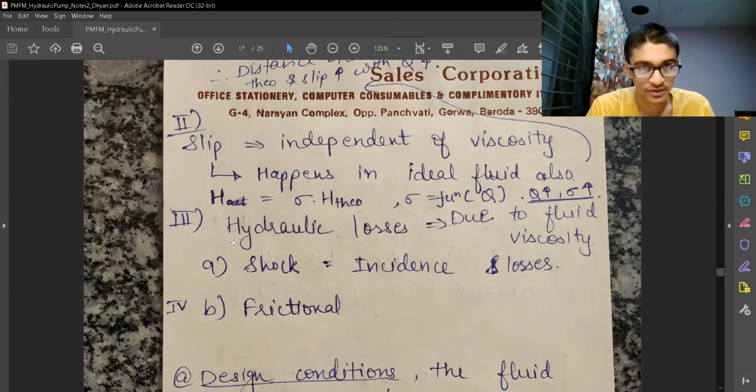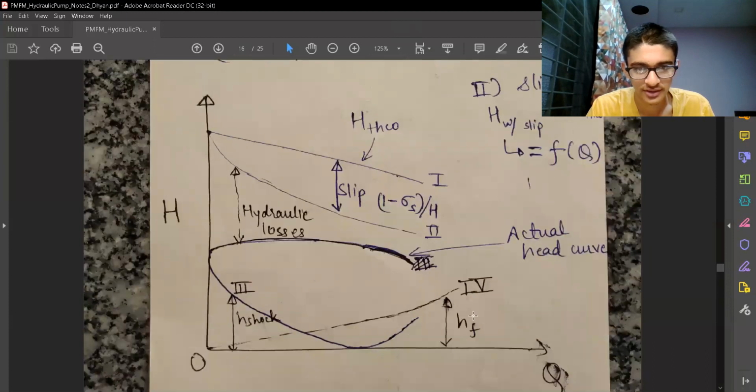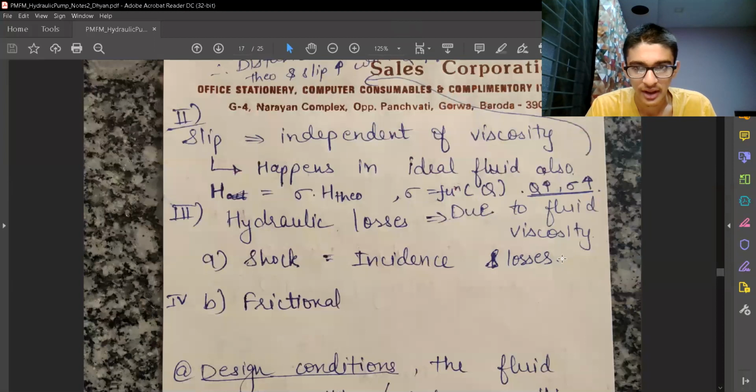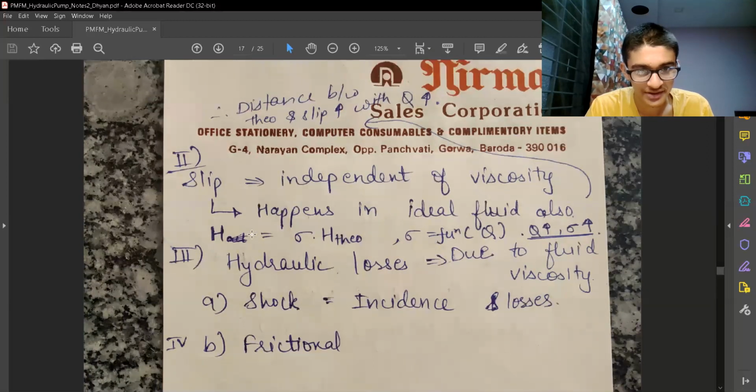The third line was showing the hydraulic losses. So this third line, that is the shock loss, is a hydraulic loss, and hydraulic losses happen due to viscosity of fluid, that is the frictional loss. And there are two kinds of frictional losses. First is the shock loss or incidence loss. That's what the third line represents over there.